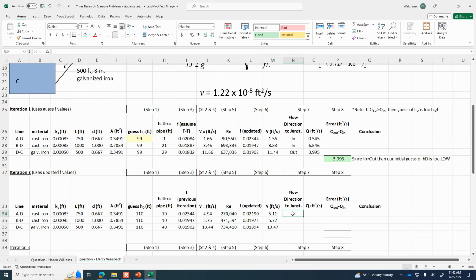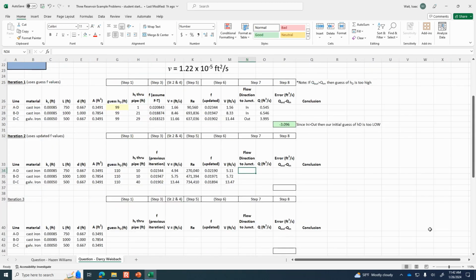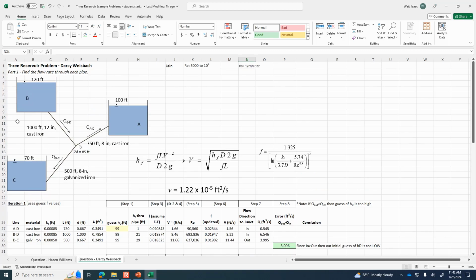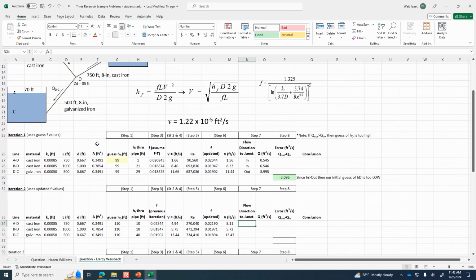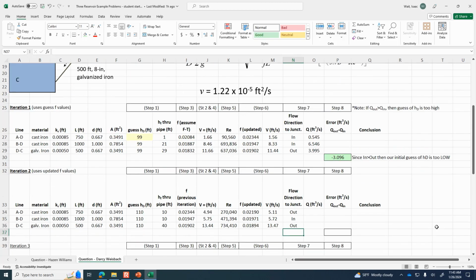Now, what's an in and what's an out? We have to kind of reason through this again. So if the head is at 110, then the flow is into the junction from BD, but it's out of the junction from pipe DA. So this AD is out, BD is in, and DC is out. Any questions about that? Like why we say in versus out? Everybody have it?